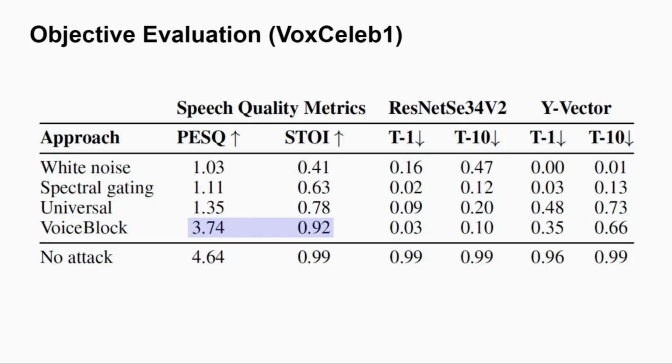VoiceBlock far outperforms baseline methods on these perceptual metrics, achieves equal or better de-identification performance on the speaker recognition system seen during training, and achieves non-trivial transferability to an unseen speaker recognition system. Moreover, we achieve these results despite training on a small, unaugmented dataset of clean speech and without employing any techniques to boost the transferability of our adversarial perturbations.